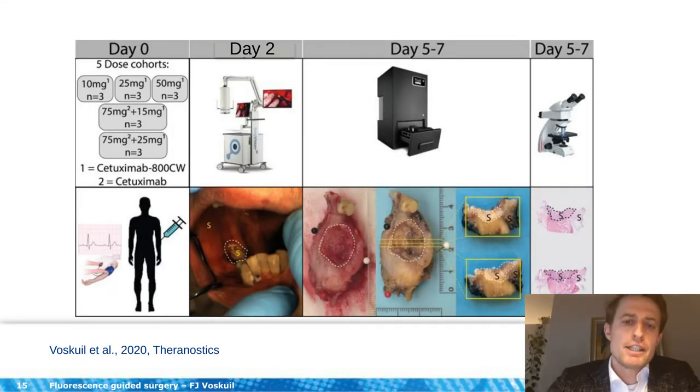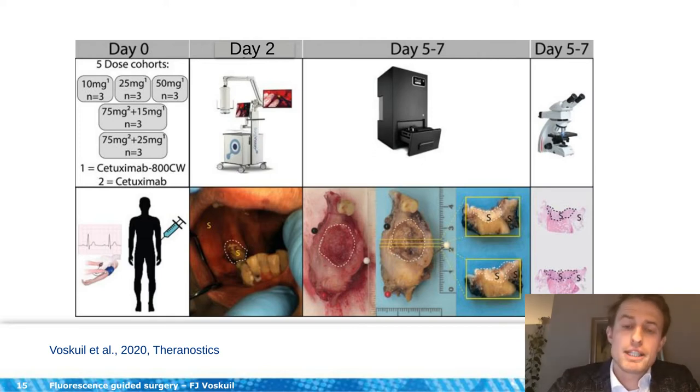So how does the study look? We included five dose cohorts of three patients each. First, we did the immediate warm dose, as we call it, so the cetuximab labeled with IRDye in three different doses, 10, 25, and 50 milligrams. And the last two cohorts consisted of patients who received a pre-dose of 75 milligrams of unlabeled cetuximab, followed by a labeled cetuximab dose of 15 or 25 milligrams. That's mainly done to reduce the background fluorescence. After 2 days, the surgery was performed.